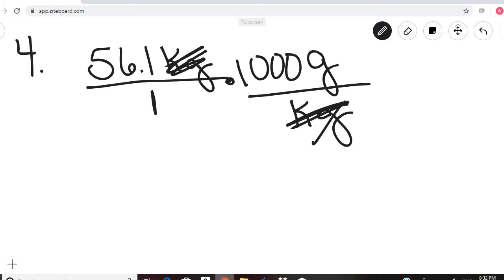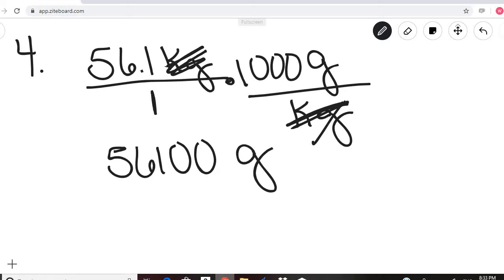So 56.1 times 1,000 divided by 1 is going to give us, we're going to move the decimal place 3 places to the right, 56,100 grams. This has 3 significant figures, and this also has 3 significant figures. The 5, the 6, and the 1 are significant.